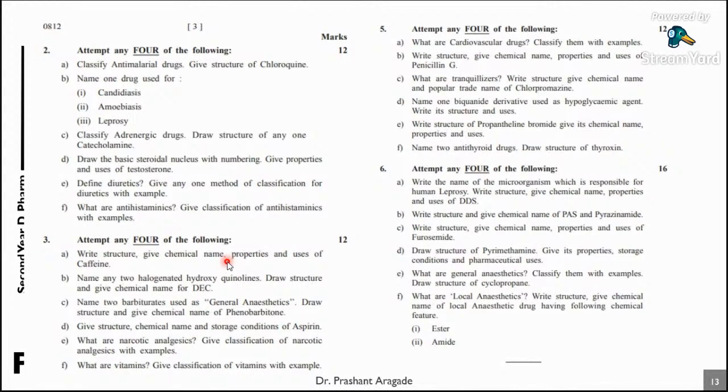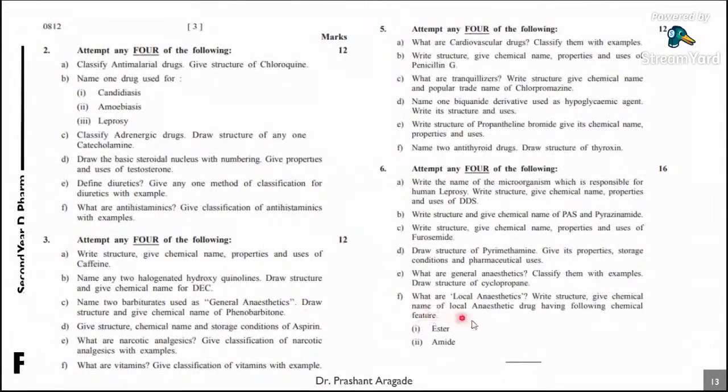We are going to start the study in reverse manner. First, you have to study the question papers, from different examinations like summer 19, winter 19, summer 18, winter 18. After reading the question papers repeatedly, you will find there is a pattern in the question paper and how you have to start your study. If you read question number 6 F, what they have asked: what are local anesthetics? Write the structure, give the chemical name of local anesthetic drugs having the following chemical features.